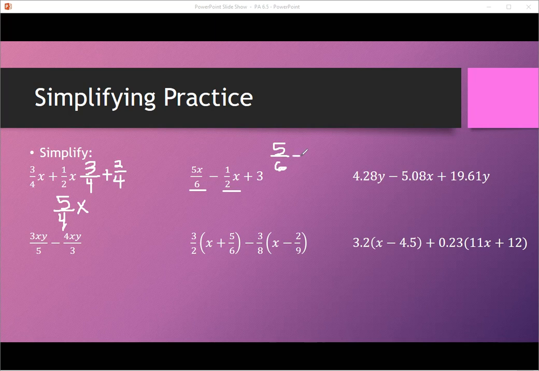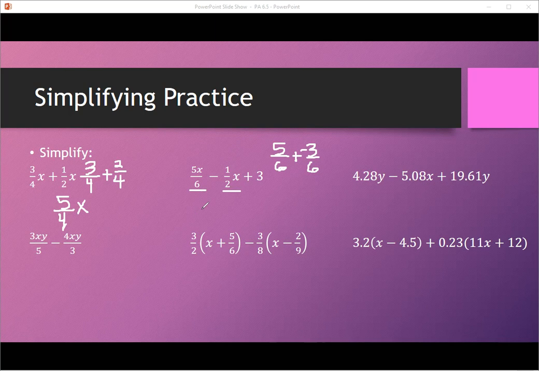5/6 minus, to get this to have a common denominator, I'm going to have to multiply it times 3, 3/6. If you're wondering why you subtracted on this one, what you really did was 5/6 plus negative 3/6, because this negative was with the 1/2. So you're really adding a negative number.